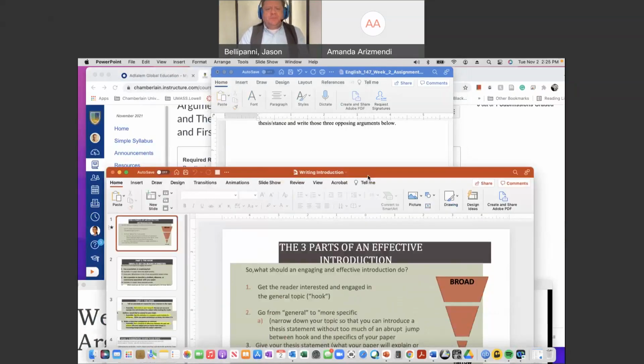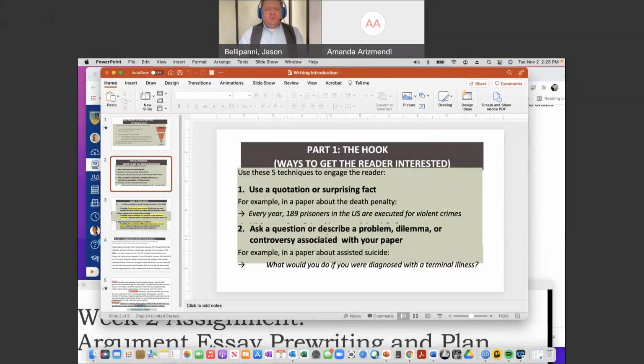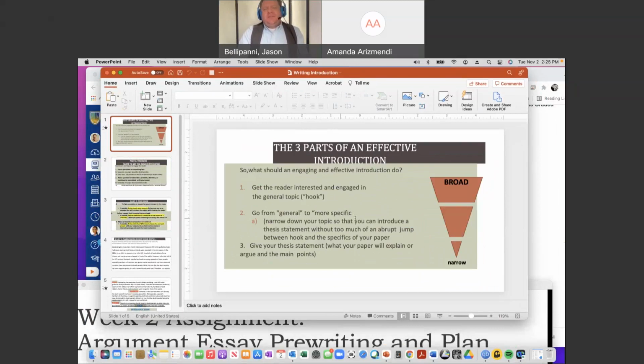Okay, so the introduction paragraph. This is also its own little PowerPoint. I divided it into three parts basically. The first thing is a hook. You're trying to make the reader interested by using a technique. Think of it as clickbait. Before there was clickbait, now that's exactly what it is. You're saying something that makes someone interested, like, oh, they want to read more.